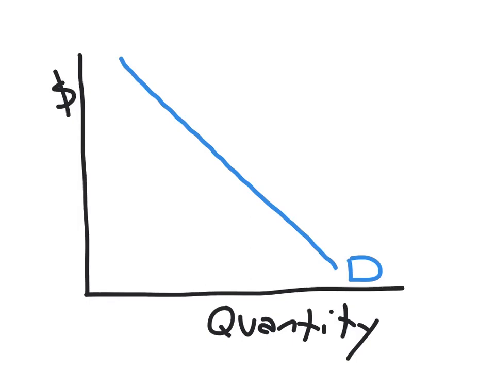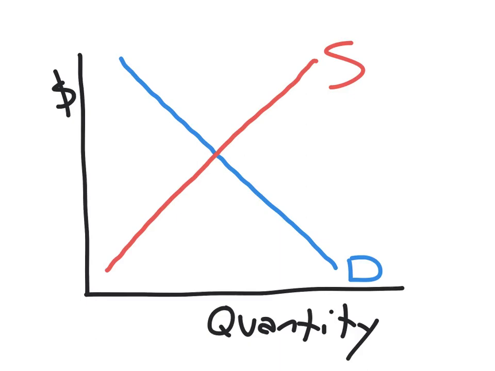Now the opposite goes for the supply curve. As there is more quantity supplied, it starts off with the price really high. But as less quantity is being supplied, the price gets really low. So this is our supply curve.